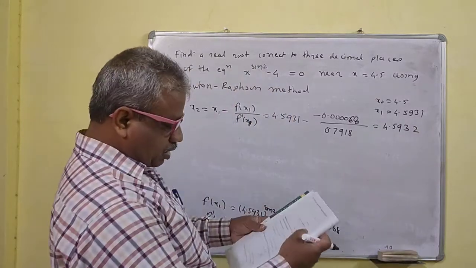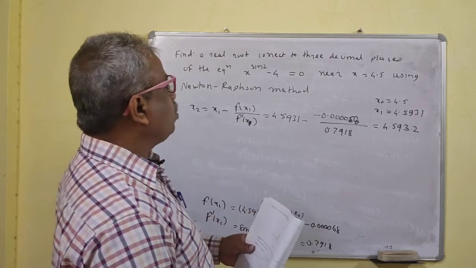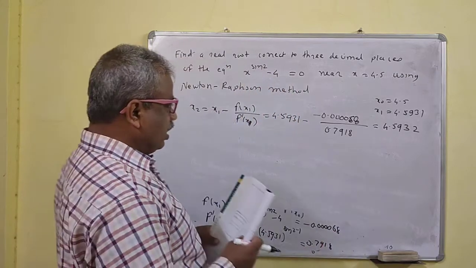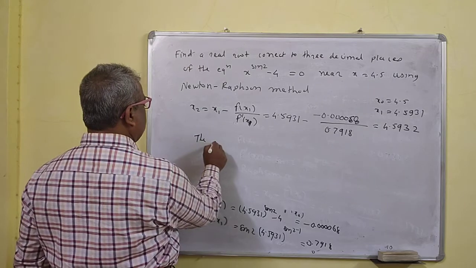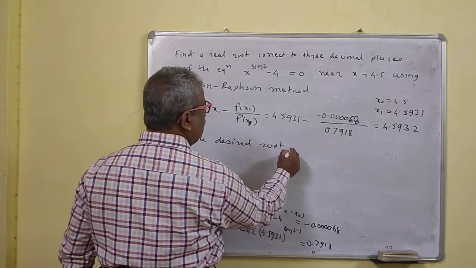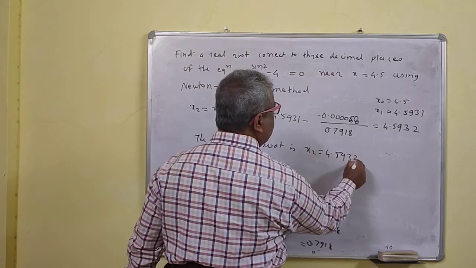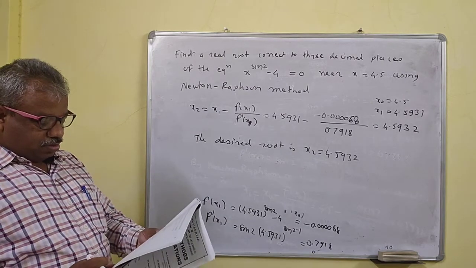So what is our question? Our question is, correct up to 3 decimal places. So 4.593, we get correct up to 3 decimal places. Okay, so we write this is the desired root. We will stop here. The desired root is x2 is equal to 4.5932. Okay, so we stop here. No need to find a further root.